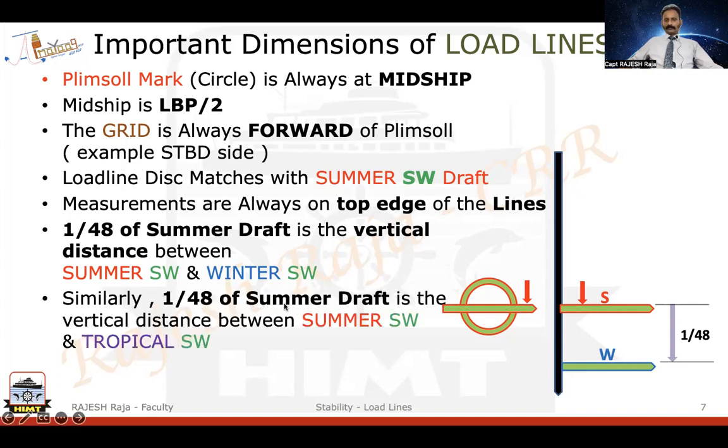Okay, let us look at the next one. Now again, 1 by 48 of the same summer draft is going to be the vertical distance between the summer and the next higher one, which is called tropical. So I go up by 1 by 48 and mark this tropical.